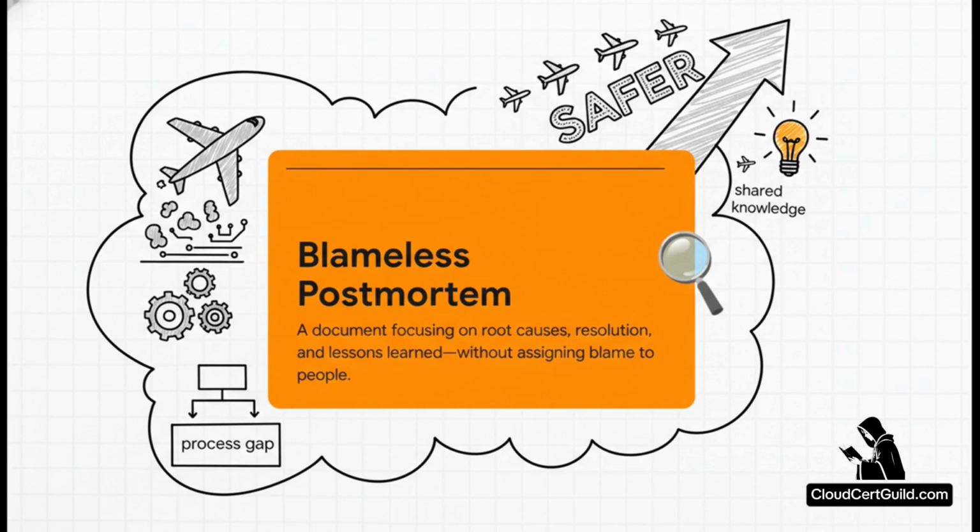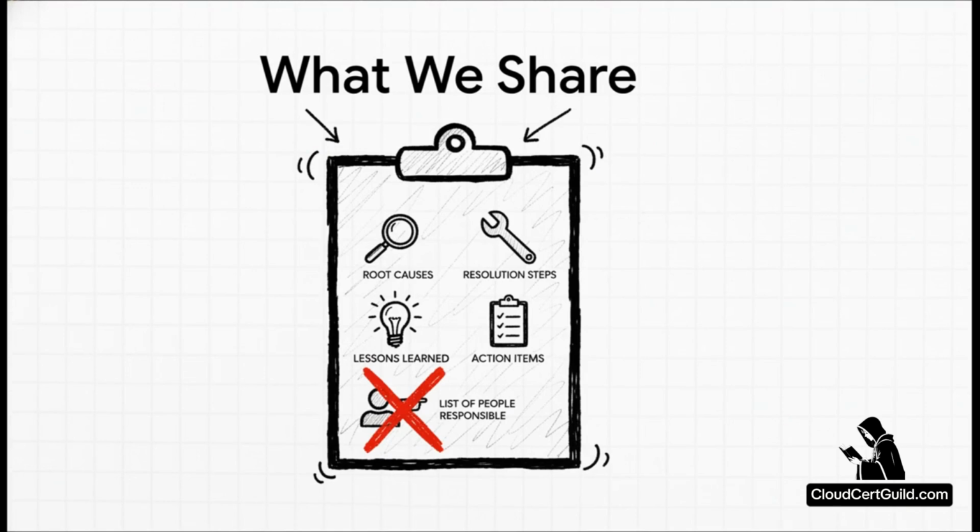The best way to think about this is to look at the airline industry. When a plane goes down, the goal isn't to find a pilot to punish. No way. They dig in to understand every single contributing cause so they can share that information and make every single flight in the future safer for all of us. That's the mindset here. So what actually goes into one of these reports? Well, it's all about the facts. We write down the root causes, exactly what we did to fix it, and what we learned.